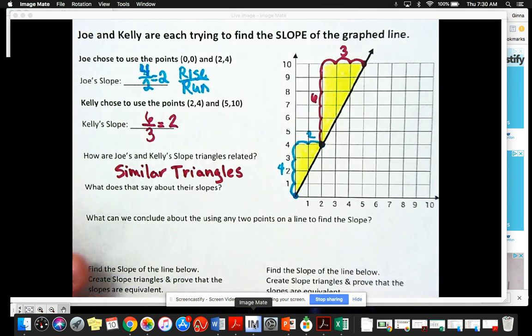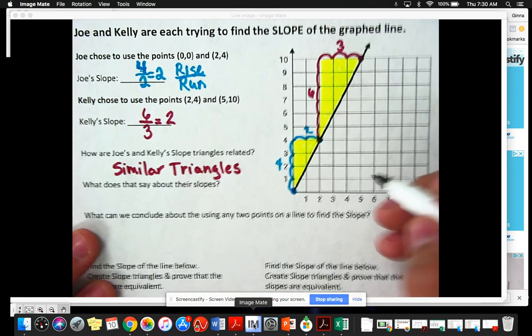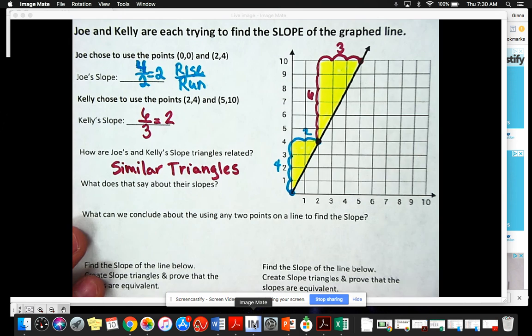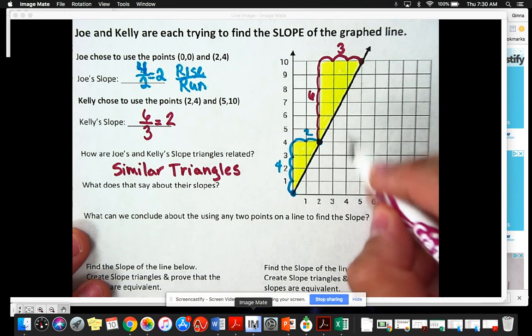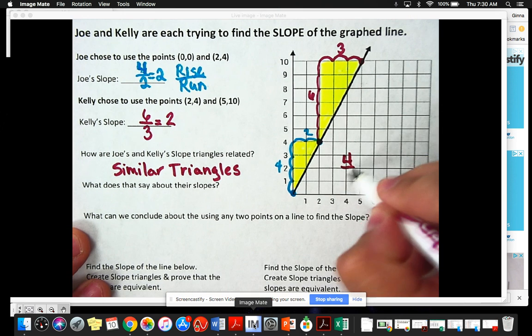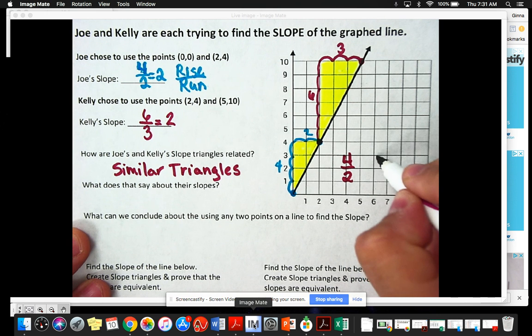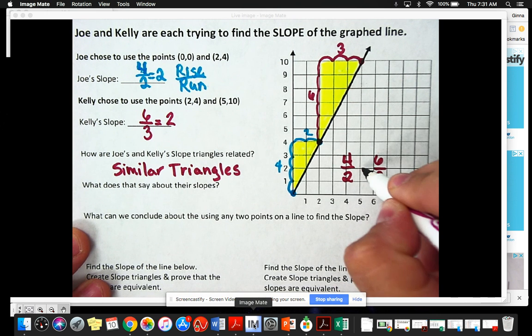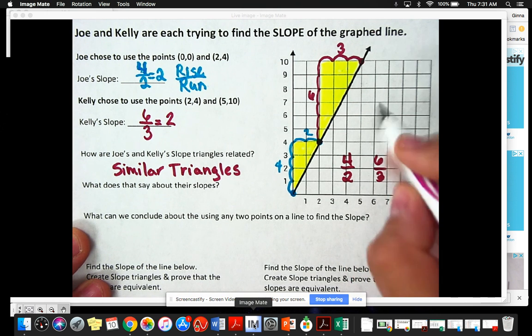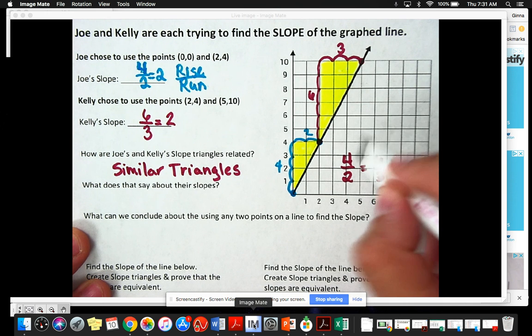Similar triangles. What we know is that similar triangles have equivalent slopes, or have equivalent or proportional heights. So if we go 4 over 2 and we see 6 over 3, we can check to see if they are equivalent, if they're proportional, and we can cross multiply just to verify, just so that you can see.